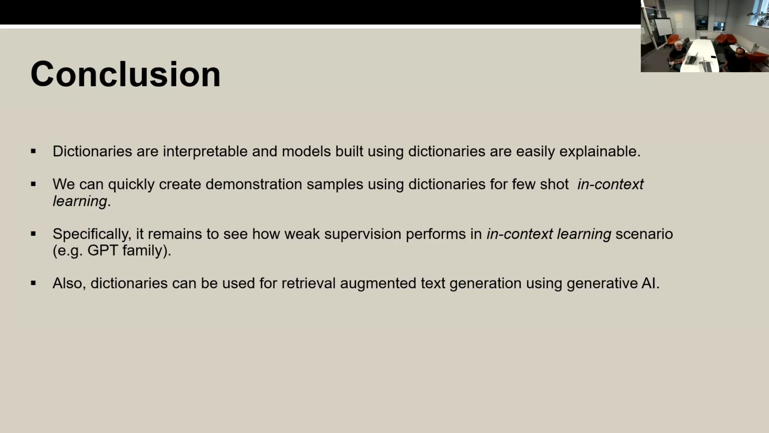And another thing is that dictionaries can be used for retrieval augmented text generation using generative AI. What do I mean by retrieval augmented text generation? For example, we can use dictionaries to fact check the text generated by GPT-3 models. So if we have a very good dictionary, like the COVID-19 symptoms dictionary that I have built, we can do the fact checking using the dictionary when they generate the text.